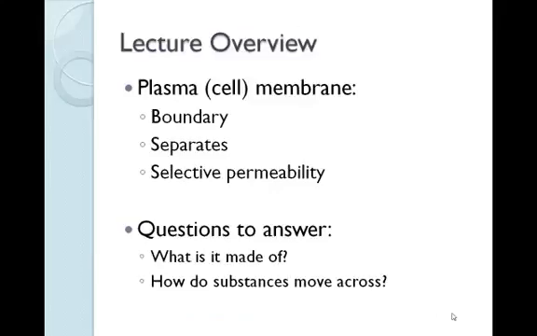All cells have a plasma or cell membrane. The plasma membrane is a very important structure that serves as a boundary and separates the inside of the cell from the outside of the cell. The plasma membrane regulates what enters and exits the cell through its selective permeability. In this episode, we'll answer these questions. What is the plasma membrane made of, and how do substances move across the membrane?